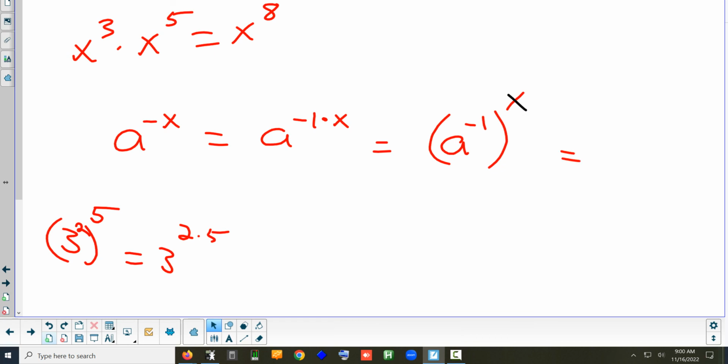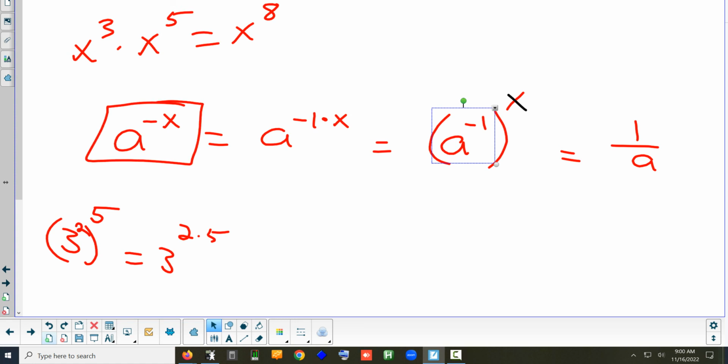And we just said what a to the negative 1 is. What's another way to write a to the negative 1 power? 1 over a. There we go. So this equals that.